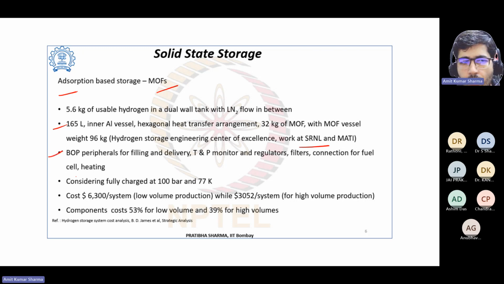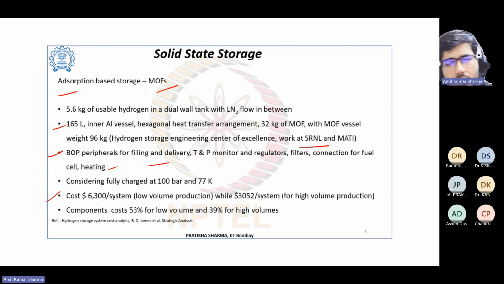You need BOPs for filling, delivery, temperature and pressure monitors, regulators, filters, and connections for the fuel cell and heating. The cost will become around $6,300 per system for low volume production and $3,052 per system for high volume production. If you compare the component cost like BOPs, it will be 53% for low volume and 39% for high volume.